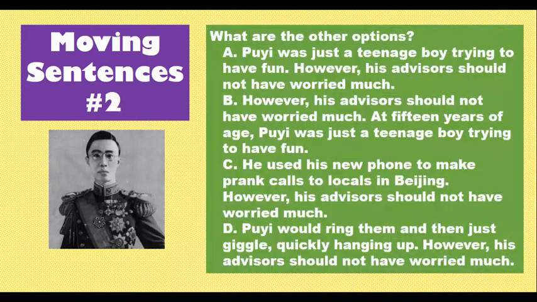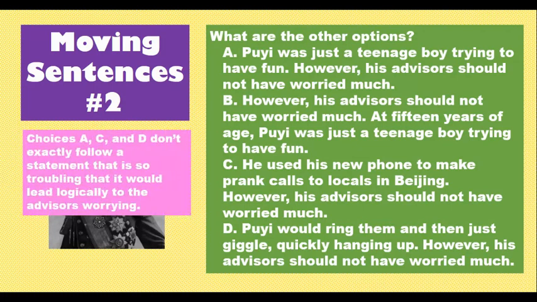So think about your choices. A: Pui was just a teenage boy trying to have fun. However, his advisors should not have worried much. B: However, his advisors should not have worried much at the age of 15 years. C: Pui was just a teenage boy trying to have fun. He used his new phone to make prank calls to locals in Beijing. However, his advisors should not have worried much. D: And Pui would ring them and then just giggle, quickly hanging up. However, his advisors should not have worried much.